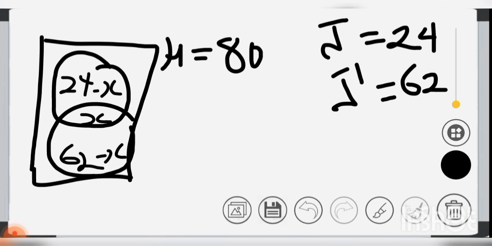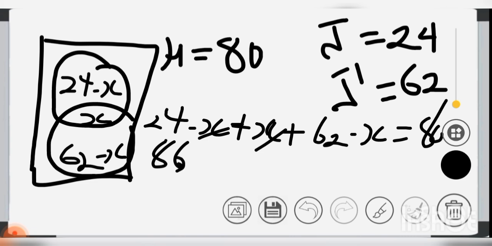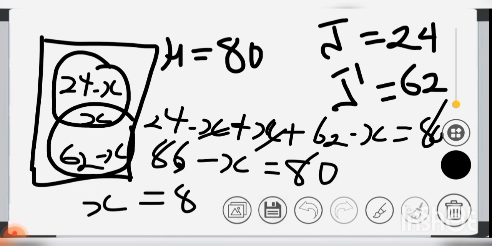So what you just do, add everything together, 24 minus x plus x plus 62 minus x, everything will be 80. So next thing, x cancels x, this plus this, you're going to have 86 minus x is equal to 80, and x in this place is going to be 86 minus 80. So x is going to be 6. So we have 6 persons that own Jeeps and other cars. We have 6 of them in this place.